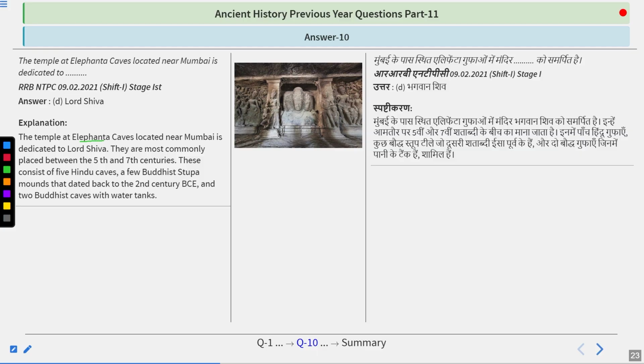So the temple at Elephanta Caves, located near Mumbai, is dedicated to Lord Shiva. They are most commonly placed between the 5th and 7th centuries. These consist of 5 Hindu caves, a few Buddhist stupa mounds that date back to the 2nd century BCE, and 2 Buddhist caves with water tanks. So do remember, Lord Shiva is the particular deity whose sculptures you can find in these Elephanta caves.